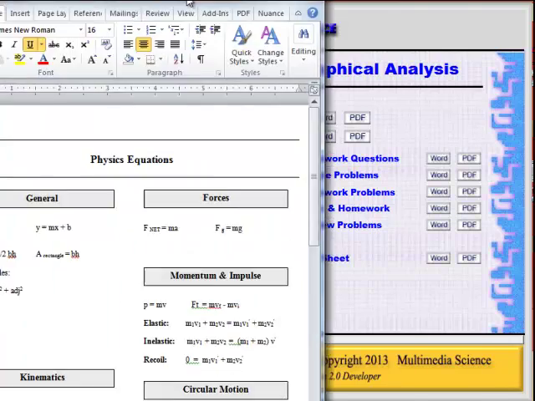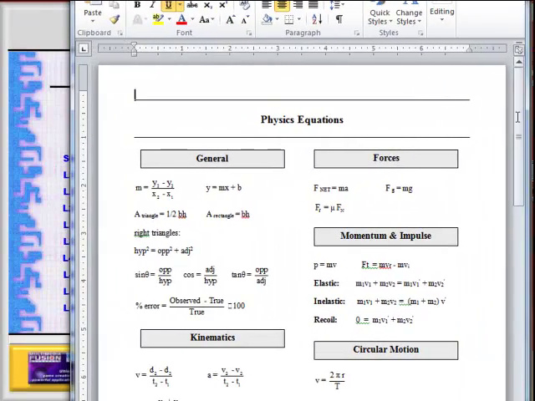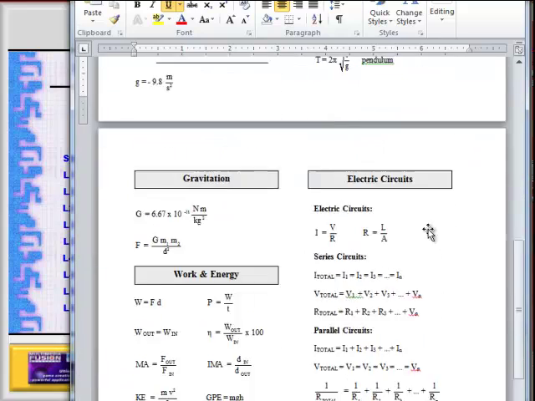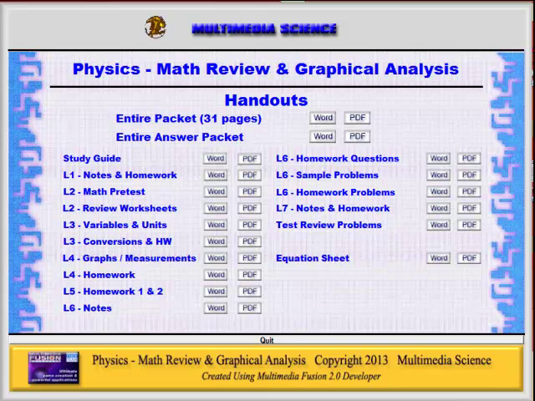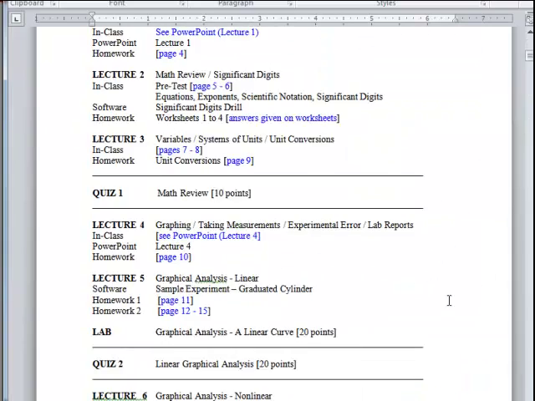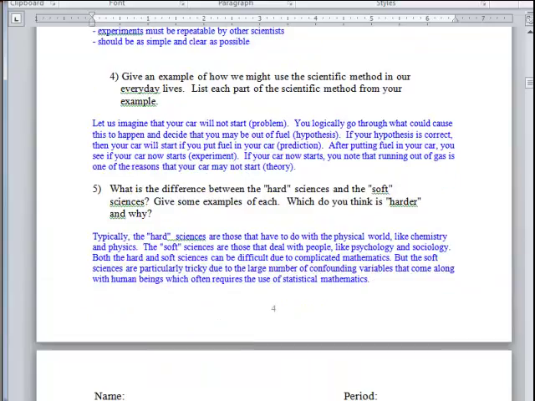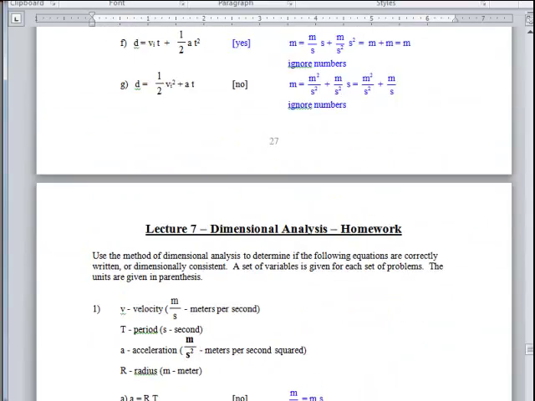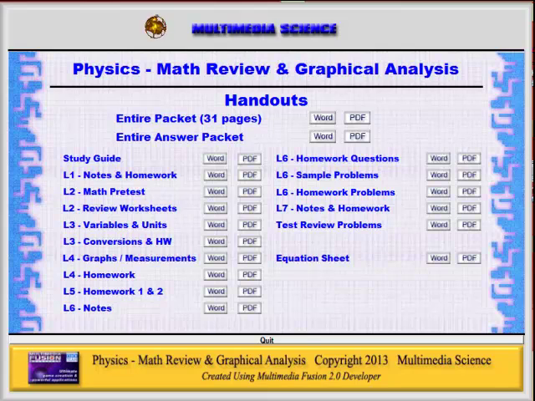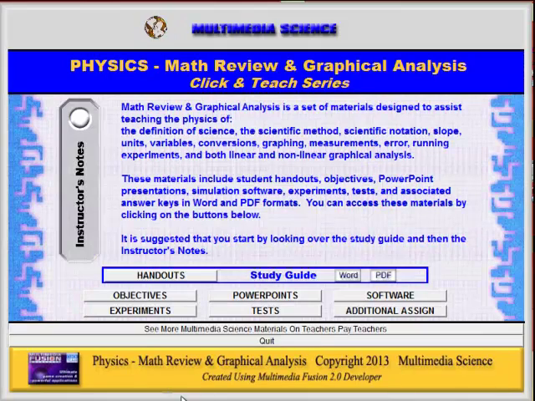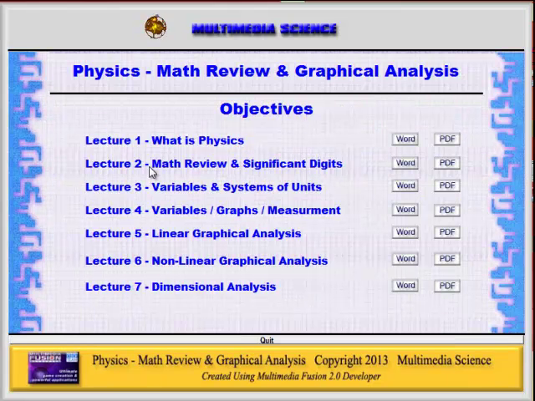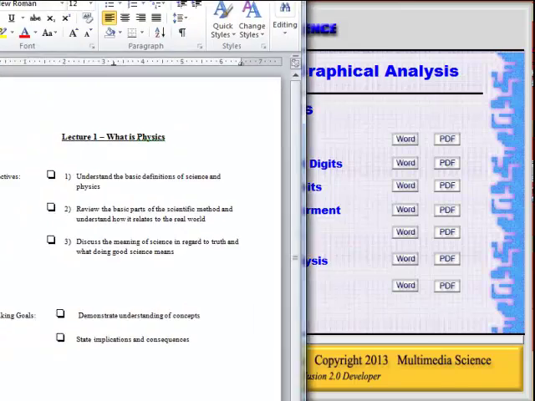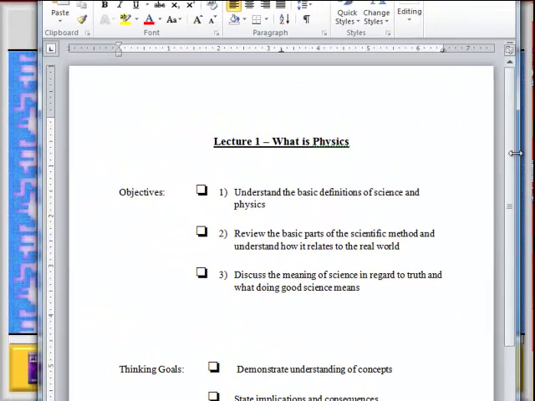There's also an equation sheet which has all of the equations for the entire year. There's also an answer packet. So this will give you all of the answers for all of the worksheets, lecture notes, etc. There are objectives. So for each of the lectures, there is a set of objectives and thinking goals.